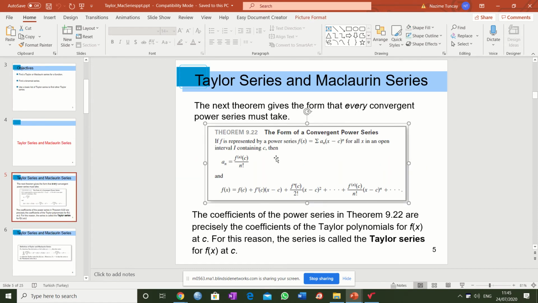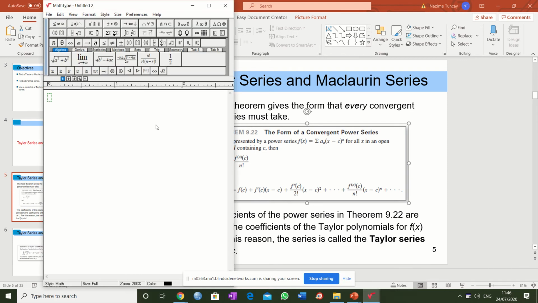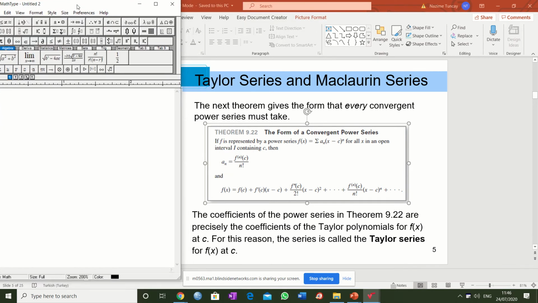Now, the form of a convergent power series is f(x) equals the summation of a_n (x minus c) to the power n, for all x in an open interval I containing c. Let us say a function f is represented like this. Then the series is the summation of all this. Note that we have solved exercises before about how to find the first, second, and nth terms of a series.